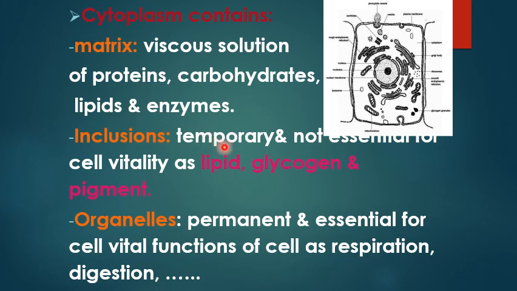The inclusions are temporary, non-essential, except some of them, which are myoglobin and hemoglobin. They are important inclusions. Most of the other inclusions are stored food, such as lipid and glycogen. While the matrix contains a solution of protein, carbohydrates, lipids, and enzymes.